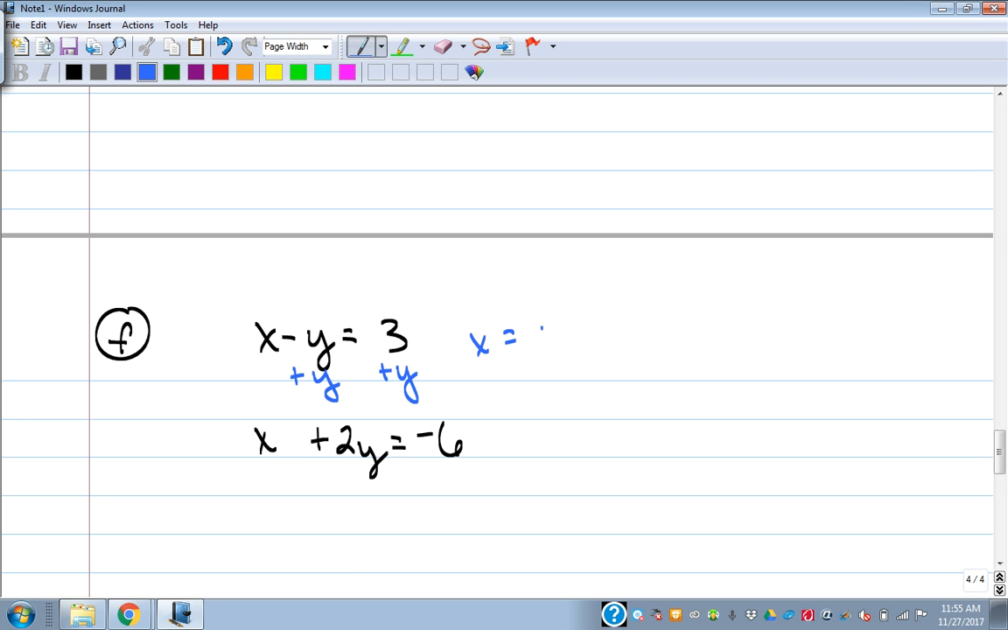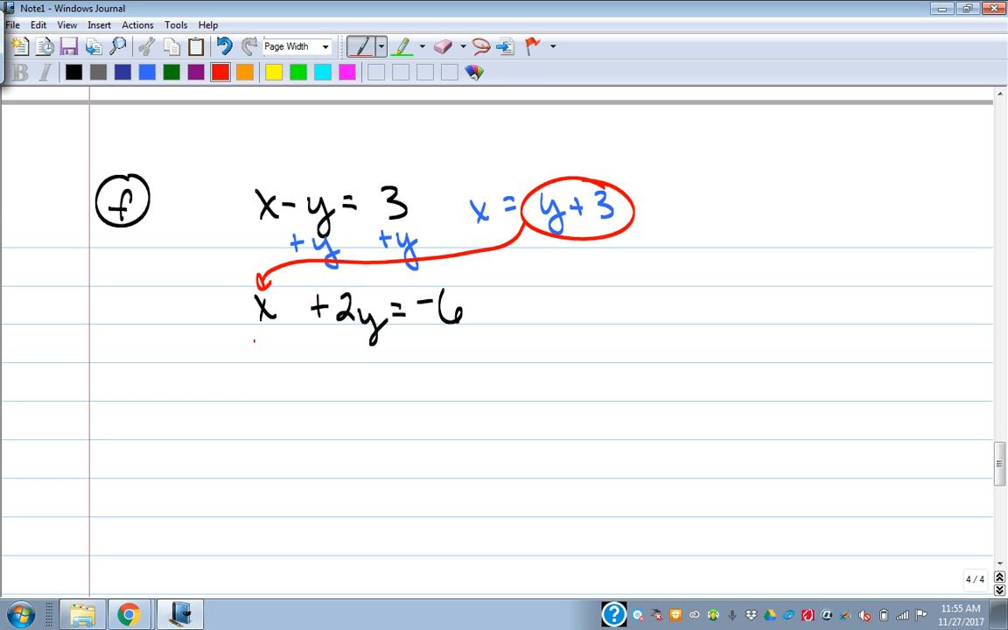Here we get x equals y plus 3. And that's pretty easy to deal with. I think I can deal with that one. So I'm going to take that and do what with it? Yeah, replace the x, substitute it for x in the second equation. Okay. So that gives us y plus 3. There's nothing to distribute there on that, so no need for parentheses on that. Then 2y is equal to -6.